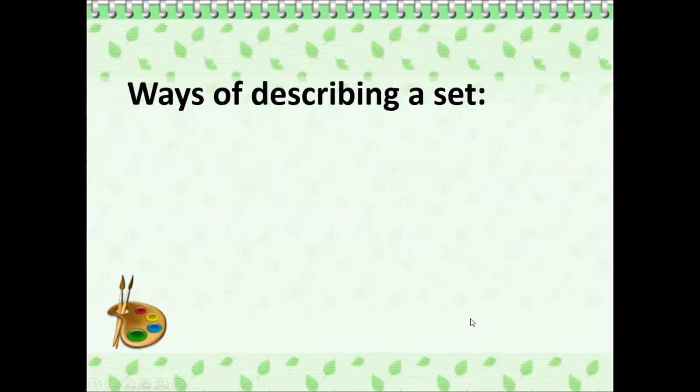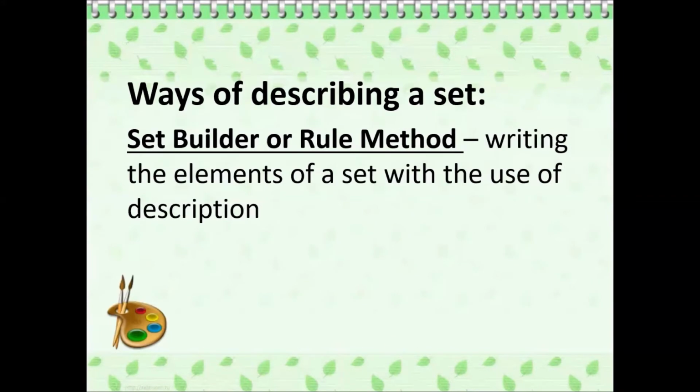We have 2 ways to describe a set. The first one is the set builder or rule method. It is writing the elements of a set with the use of a description. Example, the set notation of set A is x such that x, followed by the description of the set.